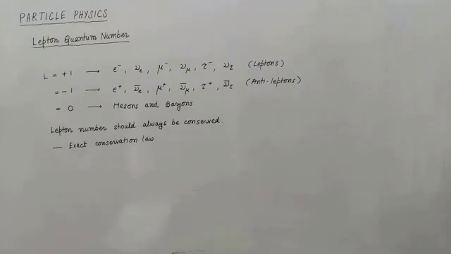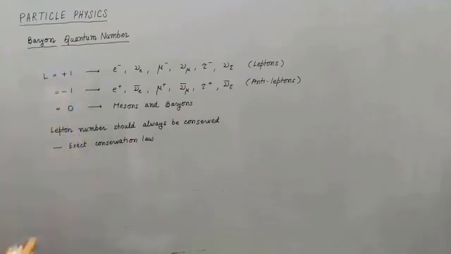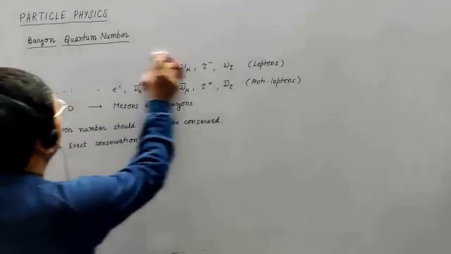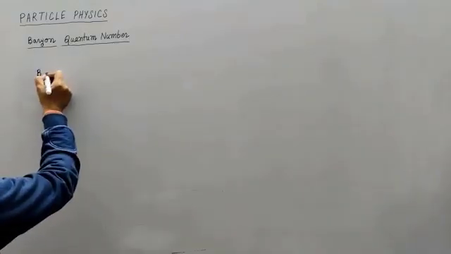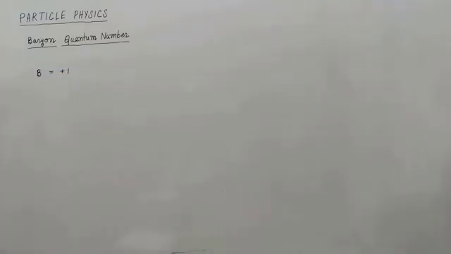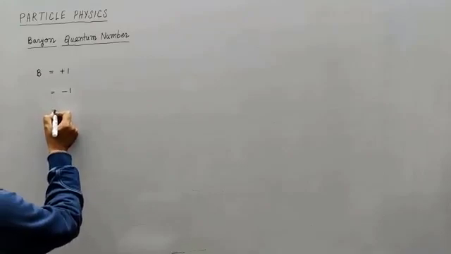So this is the first type of quantum number. The second type of quantum number is the baryon quantum number. The next quantum number that also follows an exact conservation law is known as the baryon quantum number. It is represented by capital B. It will be +1 for baryons. Always remember, this will be +1 for baryons. It will be -1 for antibaryons, and for other particles it will be 0.